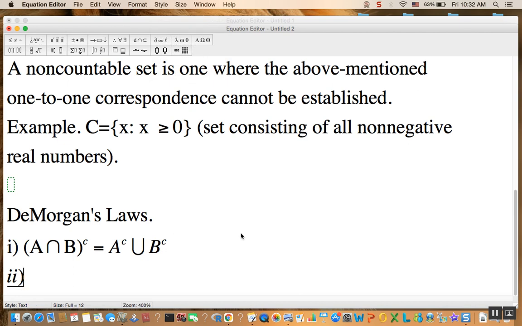Second one. The second one has to do with a very similar expression, but instead of an intersection here on the left hand side, we're going to have a union. A union B complement. If you had to guess, what do you think we're going to have on the right hand side of this expression? Well, I'm sure that you guessed it right. I'm sure that what you said was A complement intersection B complement.